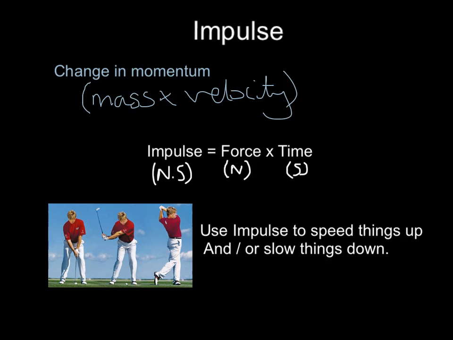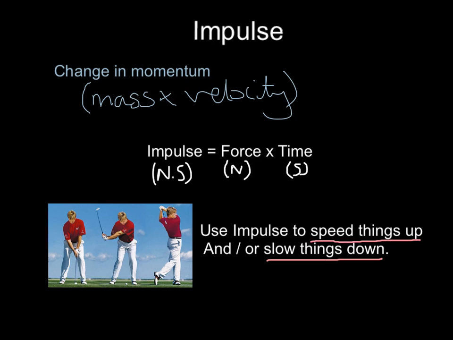What I would say about impulse is we're basically talking about two things. We can use impulse either to speed things up or slow things down. That's well worth remembering. For example, this golfer here is hitting the ball hard, so he's producing high levels of force. He's got to follow through to increase the amount of time the club head is in contact with the ball, and that will increase the impulse, and that will speed the ball up, and it will travel a greater distance.